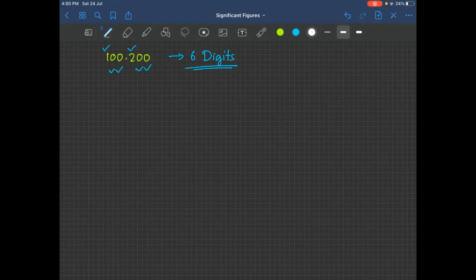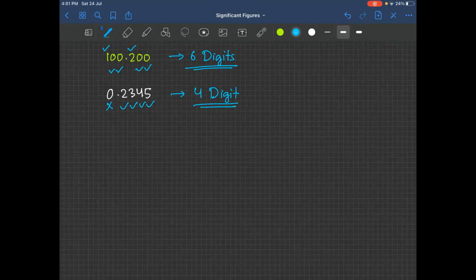Now let's take another example, the number 02345. Here all the non-zeros, 2, 3, 4 and 5, are significant. Now we have a 0 at the extreme left. If a 0 is at the extreme left, we do not need to check anything; it is never significant. So here we have a total of 4 significant digits.